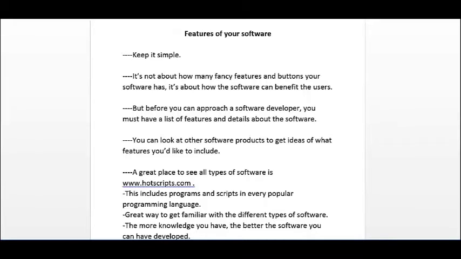Okay, but before you can approach a software developer, you must have a list of features and details about the software product you plan to create. Okay, so to get ideas, you can look at other software products in a similar industry. And also, what you can do is go to a website called hotscripts.com. This site includes programs and scripts in every popular programming language. So this is a great way for you to get familiar with the different types of software out there. And you could also read the reviews for the various software products on that site. And basically, the more knowledge that you have, the better the software you can have developed.